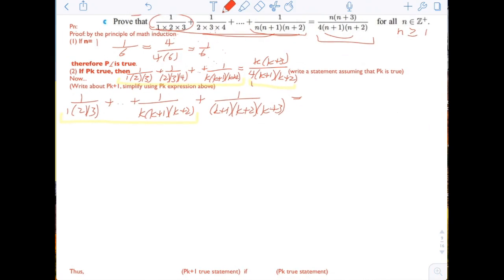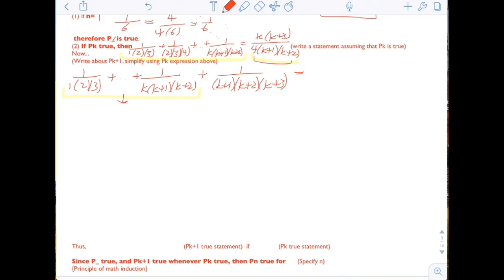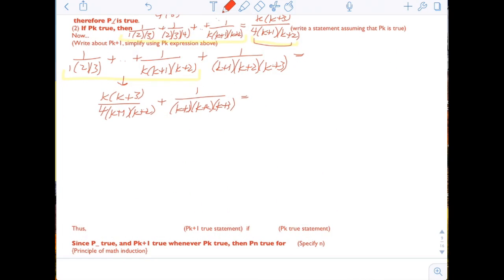We're going to put the right-hand side expression over here. And so we're going to have k times k plus 3 divided by 4 times k plus 1 times k plus 2, and that's going to be added to 1 over k plus 1 times k plus 2 times k plus 3. And let's see what that equals to. Well, as usual, we're going to try to put it over a common denominator. So the left side, we're going to multiply the top and bottom by k plus 1, and the right side, we're going to multiply the top and bottom by 4.